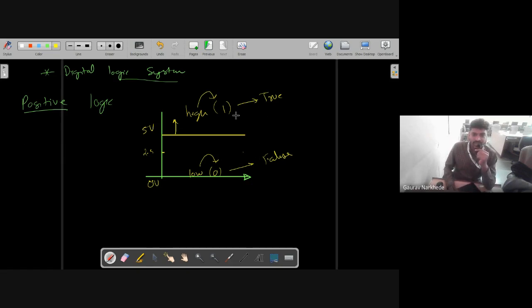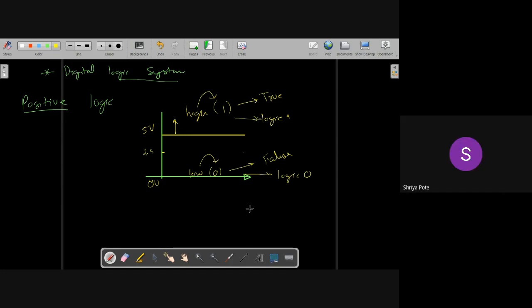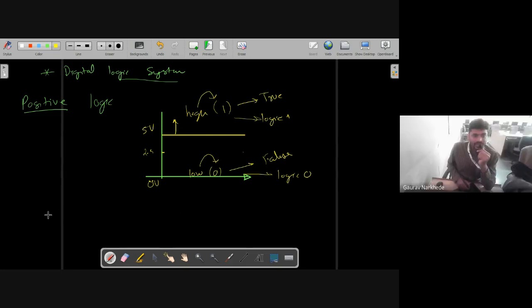इसको हम बोलते हैं logic 1. And whenever low voltages are there, I will call it logic 0. Is it correct? Yes, no? Yes, sir. Okay, and then you can correlate, and can you tell me what is negative logic?